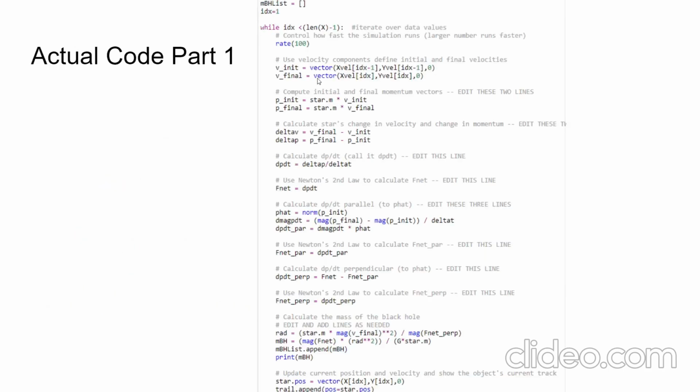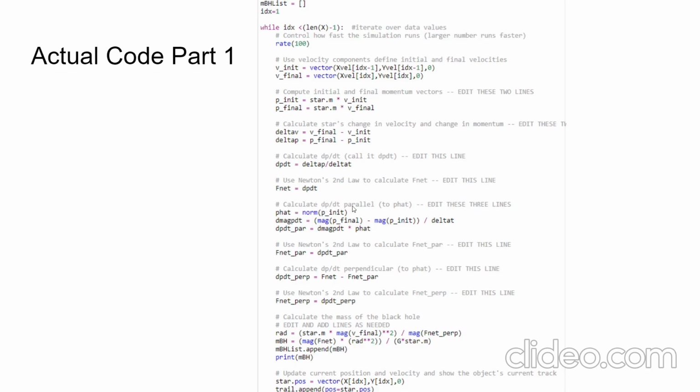For the actual coding, we calculate the initial and final momentum vectors right here using just the regular momentum principle, m times v, and we calculate the change of velocity and the change of momentum here by using the general equation, which is just the final minus initial. We calculate dp dt, which is just delta p over delta t, and using Newton's second law, we're able to deduce that F net is equal to dp dt.